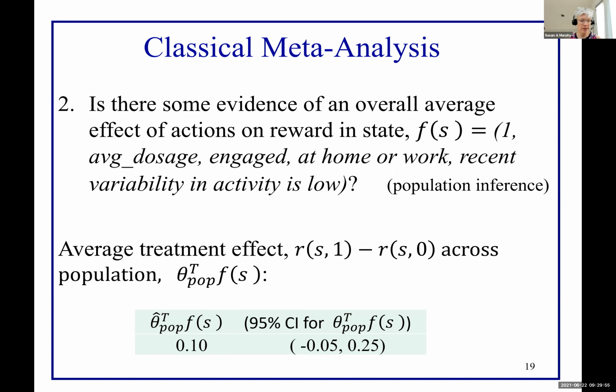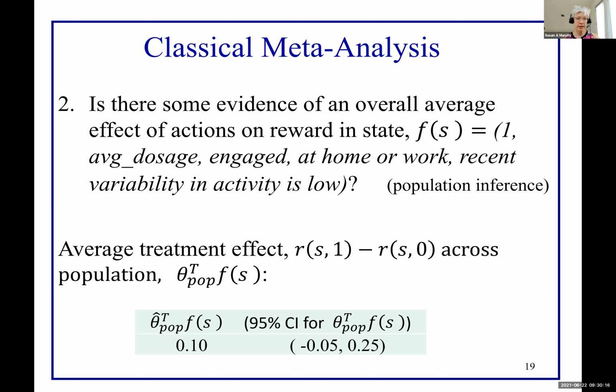That's a structured environment, and their recent variability and activity is low. Then you can use this weighted average and form a confidence interval. And you see, indeed, the data does not provide a lot of evidence for there being an overall average effect across all users of sending a suggestion versus not.